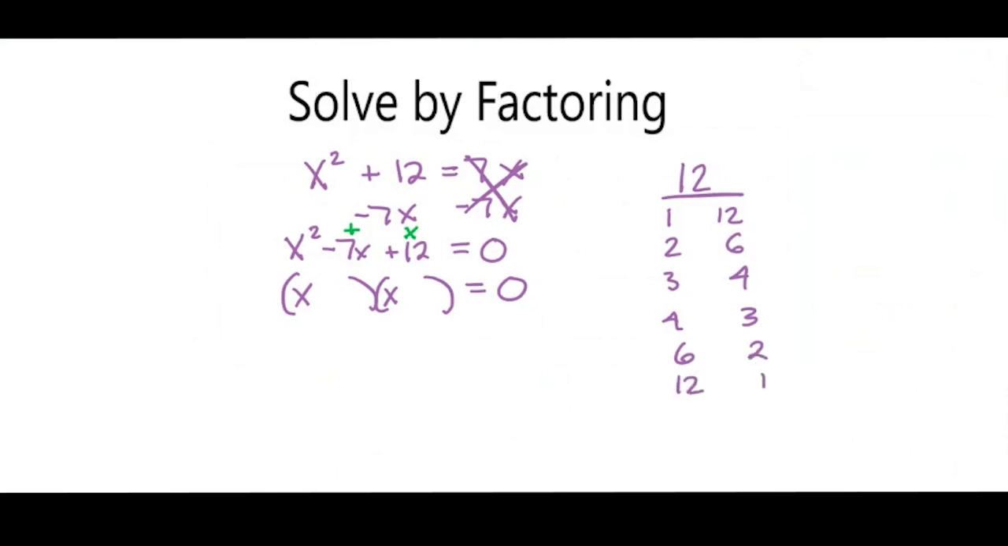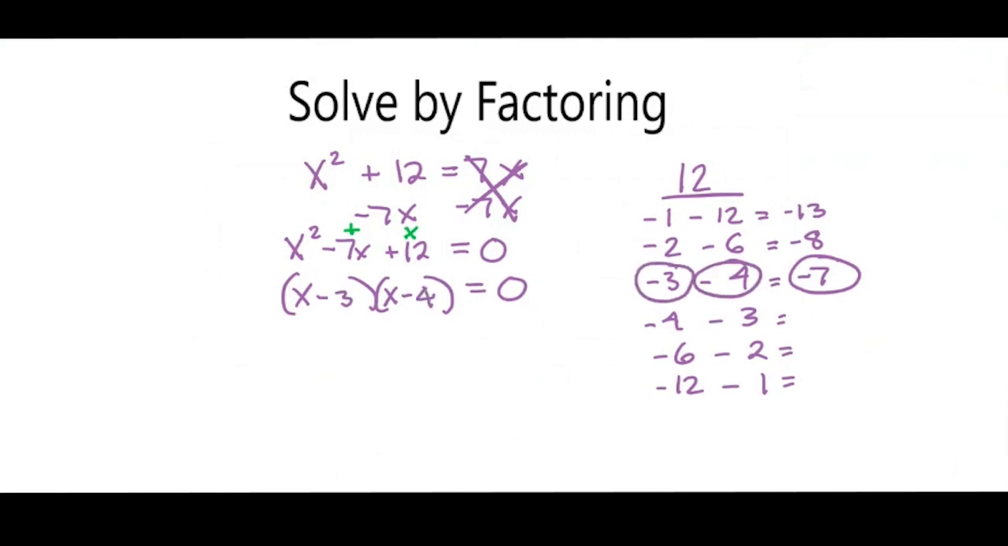6 and 2, 12 and 1. Well, if I want them to multiply together to be positive, but add together to be negative, they all need to be negative. So let's see if we can find one that adds up to be negative 7. Negative 1 minus 12 is negative 13. Negative 2 minus 6 is negative 8. We're getting close. Negative 3 minus 4 is negative 7. That's what we're looking for, negative 7. So that means that it will be minus 3 and minus 4 in the parentheses.